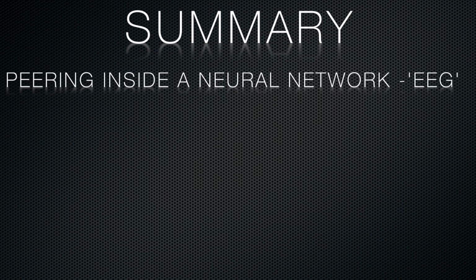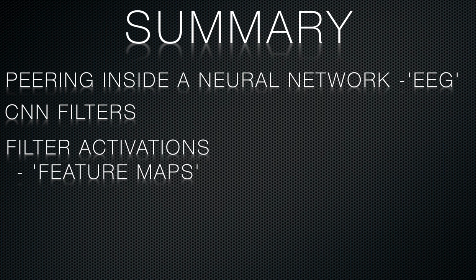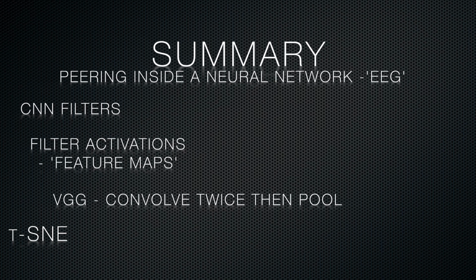We've covered much in this video. We've seen how we can visualize CNN filters as well as interpret the output of these filters as feature maps. We've looked at the VGG architecture to help improve the accuracy of our network. Finally, we've introduced a powerful, unsupervised learning technique called TSNE. This helps us better understand and explain the hidden layers of our neural networks.